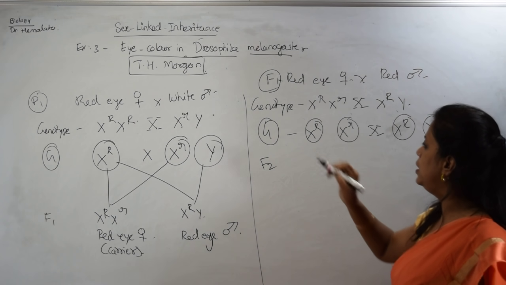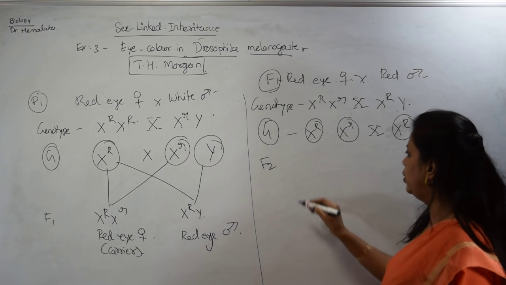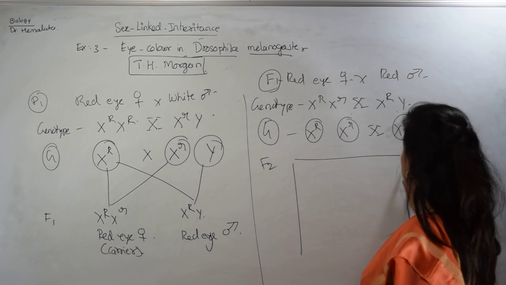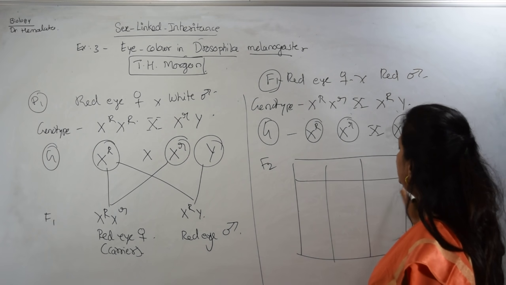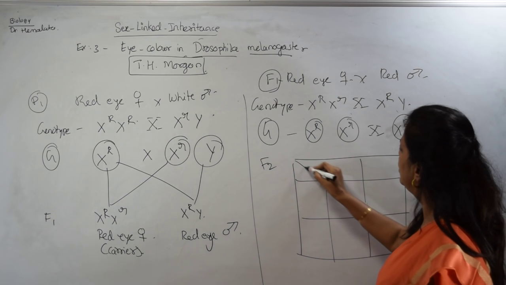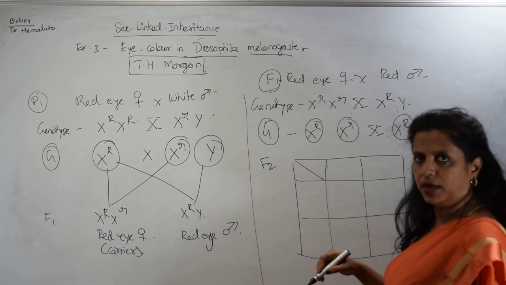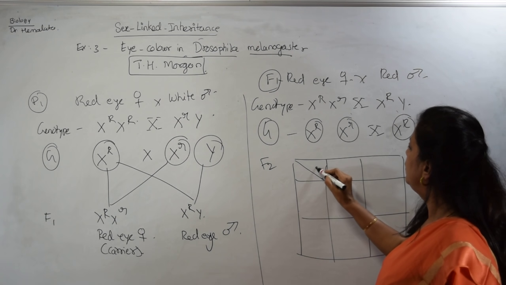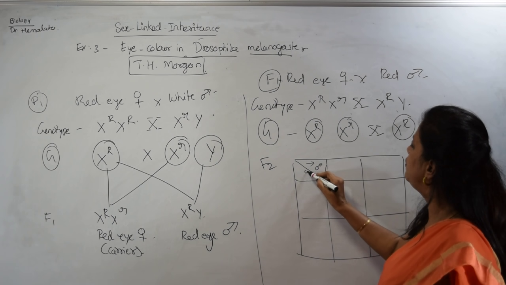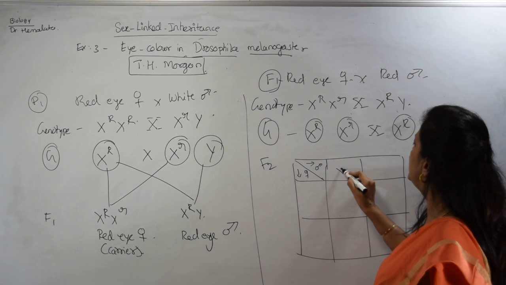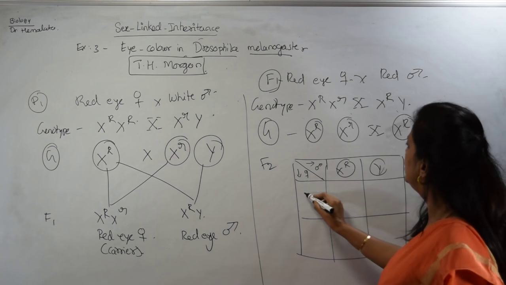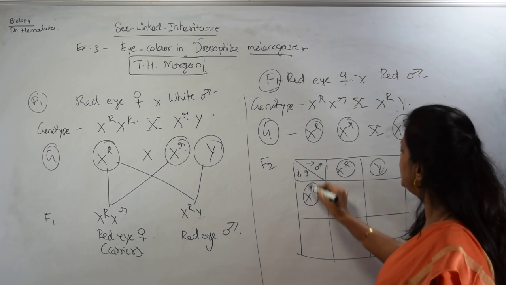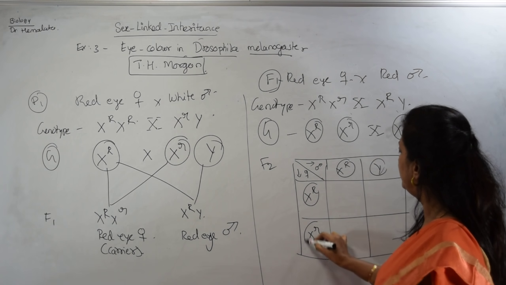Now in the F2 generation, you will get the checkerboard like this. Write the big checkerboard. I told you mine is a place constraint, so I can't write a big one here. This is the male gamete, this is the female gamete. X capital R and Y is the male gamete. You have to take this. This is X capital R, and the females are this way, X small r.